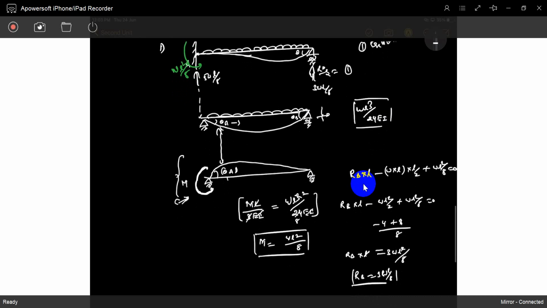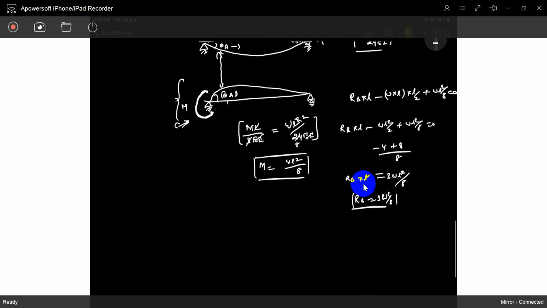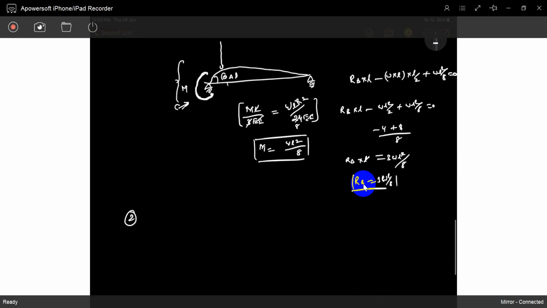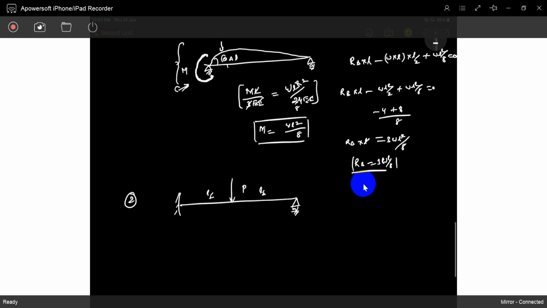So I will solve once again, another problem also. What is that? You solve that: it is a P load at L by 2.